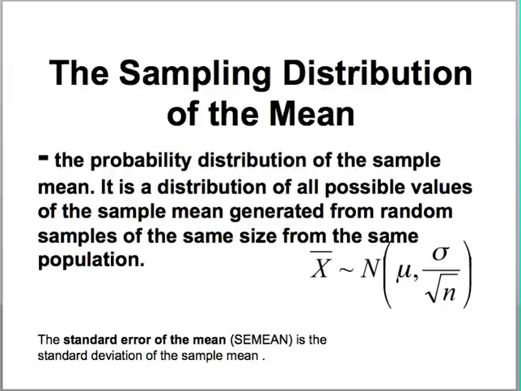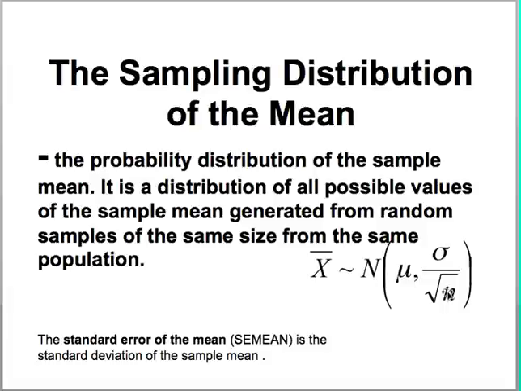Now, sampling distribution of the mean. Remember, we have all these sample mean values, so we're looking at the population distribution of these sample means. Here I have X bar, because it's the sample means. It's normally distributed. The mean would be mu, just as it would be for the population.